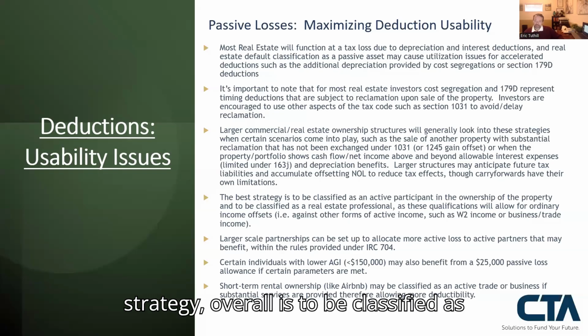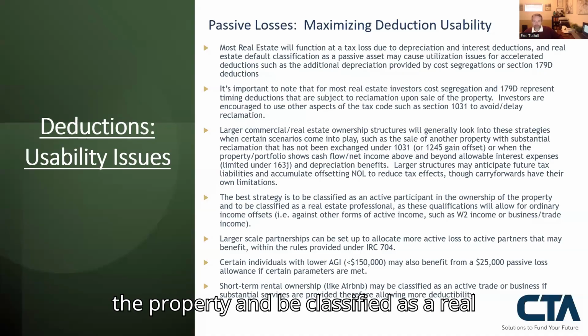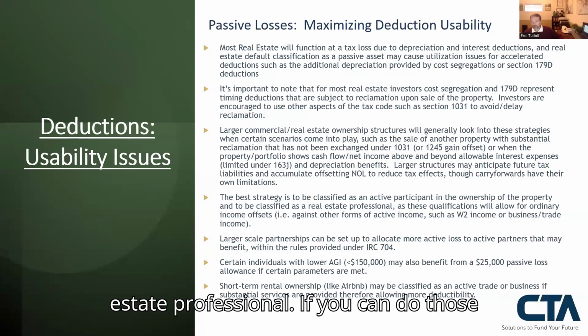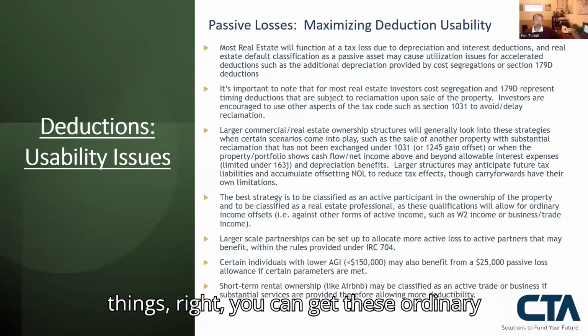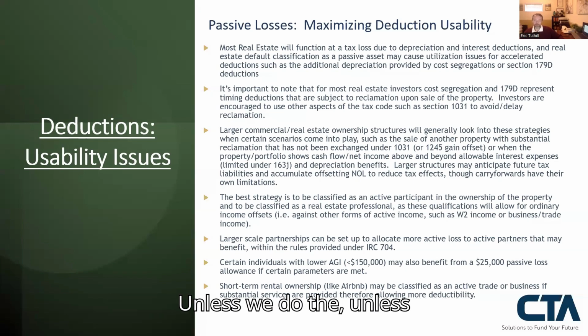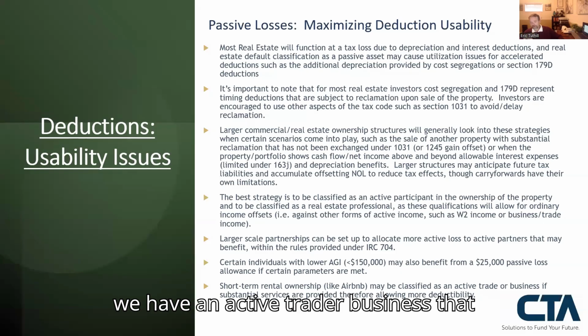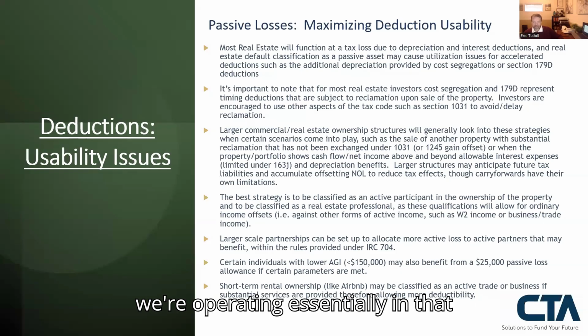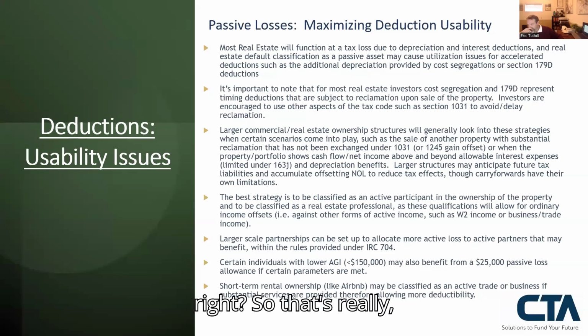The best strategy overall is to be classified as an active participant in the ownership of the property and be classified as a real estate professional. If you can do those things, right, you can get these ordinary income offsets without any issue, right? Unless we have an active trader business that we're operating essentially in that building. We've got the self-rental thing, right? So that's a really cool thing.